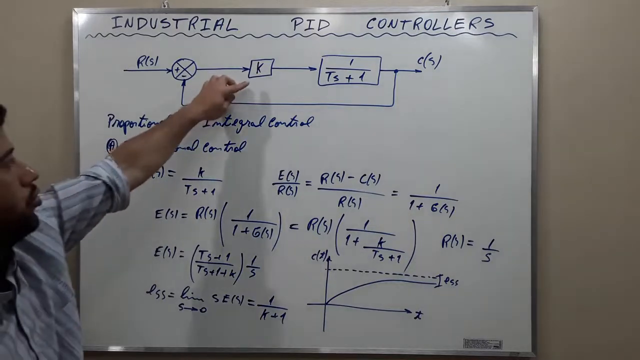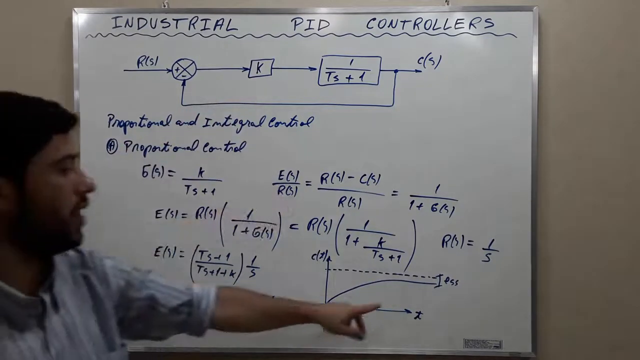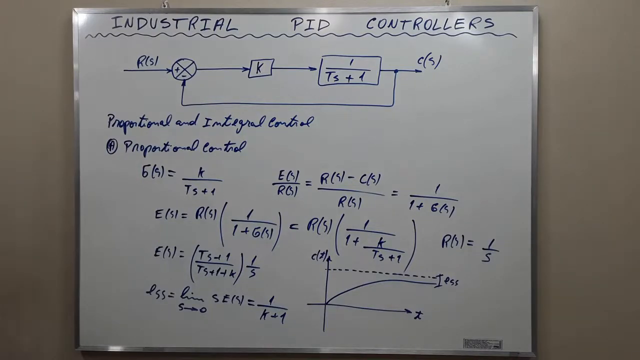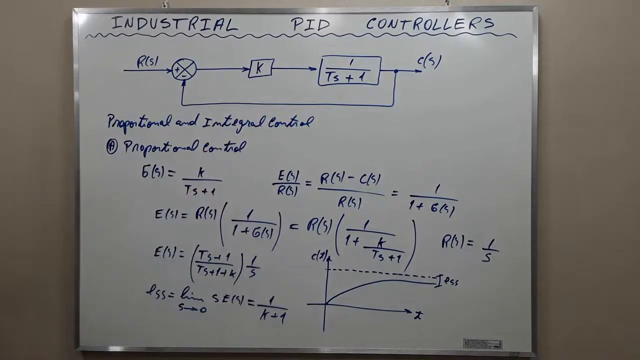If we choose to control the plant only by adjusting the gain, we're going to have a steady state error here. How can we fix this problem? We can fix this problem by using an integrator. When we use an integrator, in series here or in parallel, depending on how you choose to use, you're going to be able to reduce this steady state error to 0.